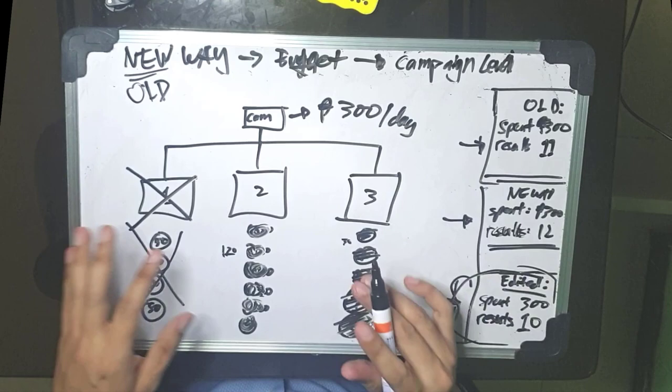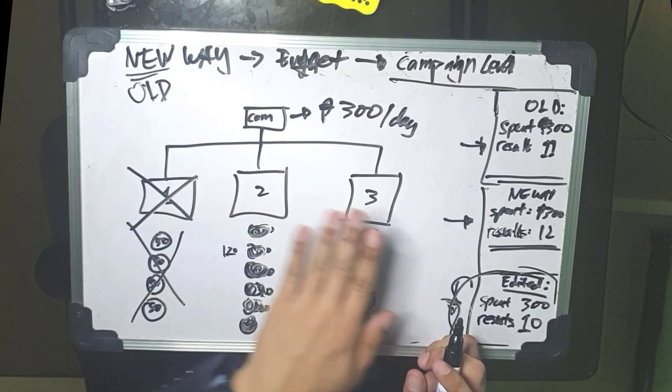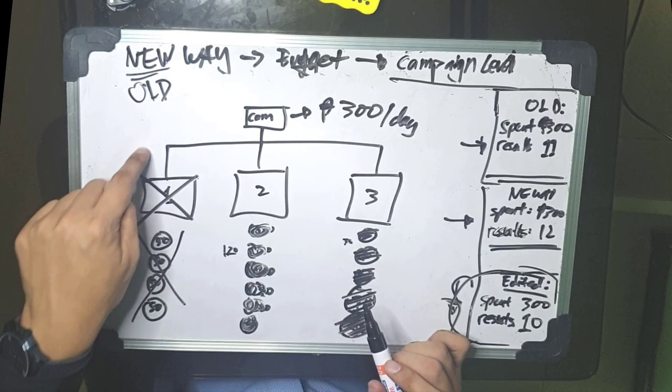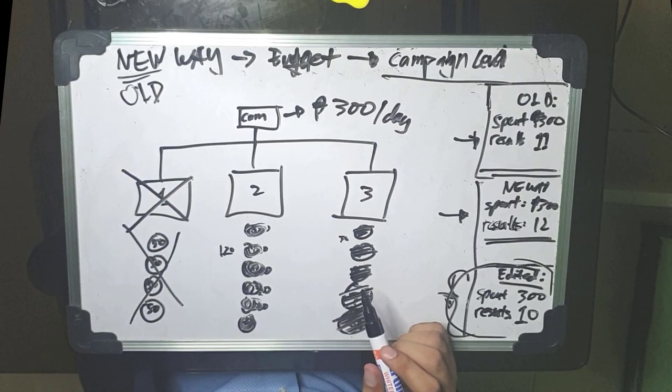So guys, this is very important. If you are running a CBO campaign, wag mo nang gagalawin yung nasa loob. Just let it be. Even if you think na uy, ang mahal ng CPR dito or cost per results, mahal dito sa ad set 1, so I'm gonna turn this off. It will more likely produce bad result than good result.